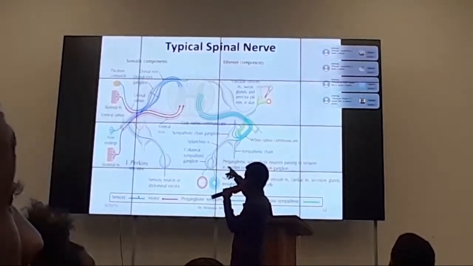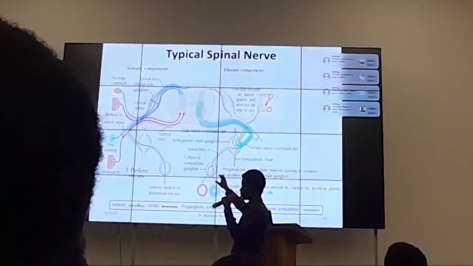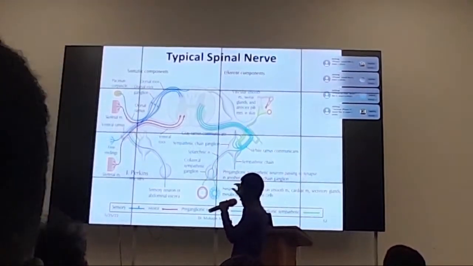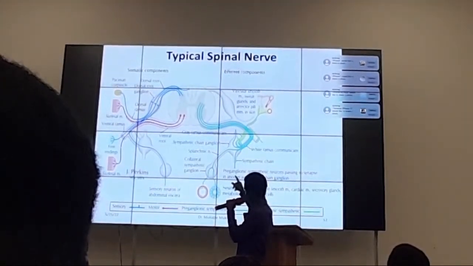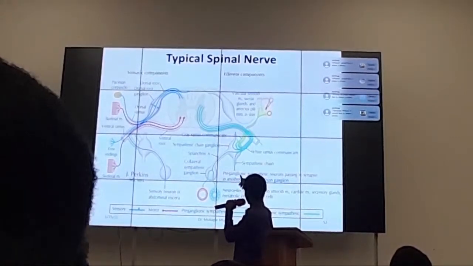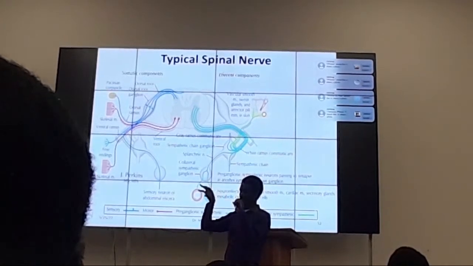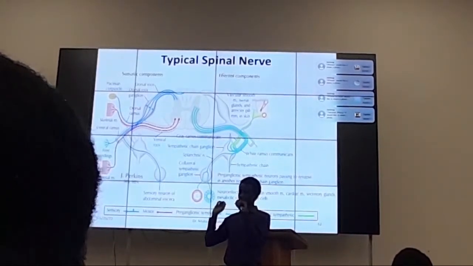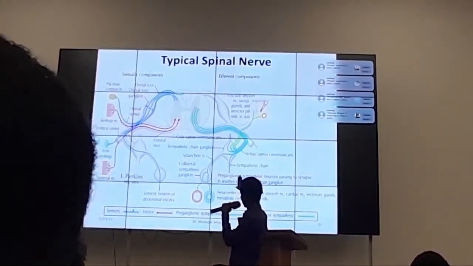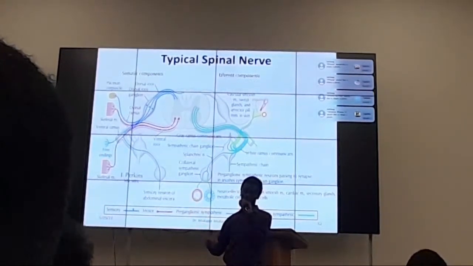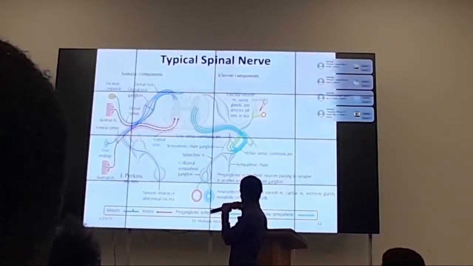The pink ones here, from the anterior horn cells of the spinal cord, are motor to skeletal muscles. For autonomic, it's from the lateral horn, the green ones. Those are motor to cardiac muscle, smooth muscle, and glands. That's why they have to go through the sympathetic chain.